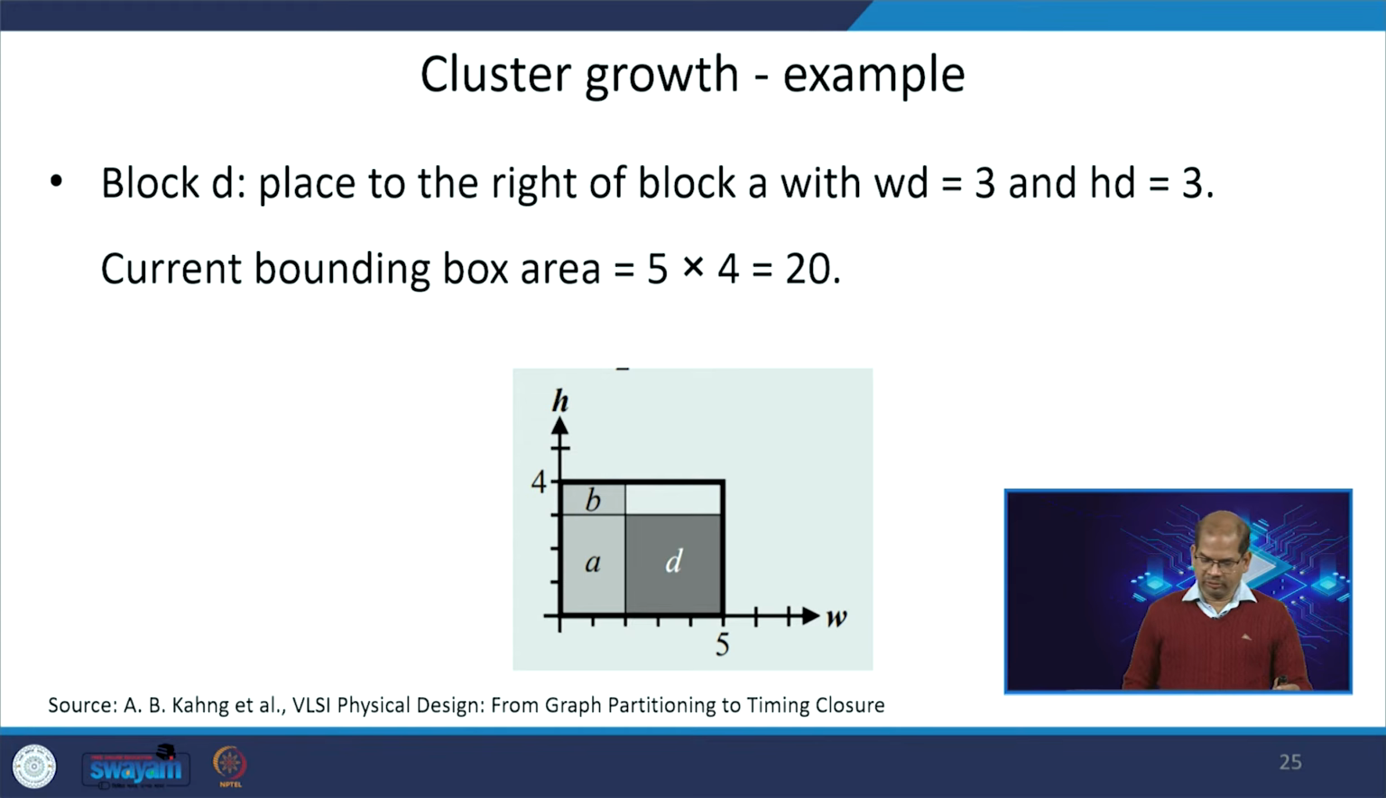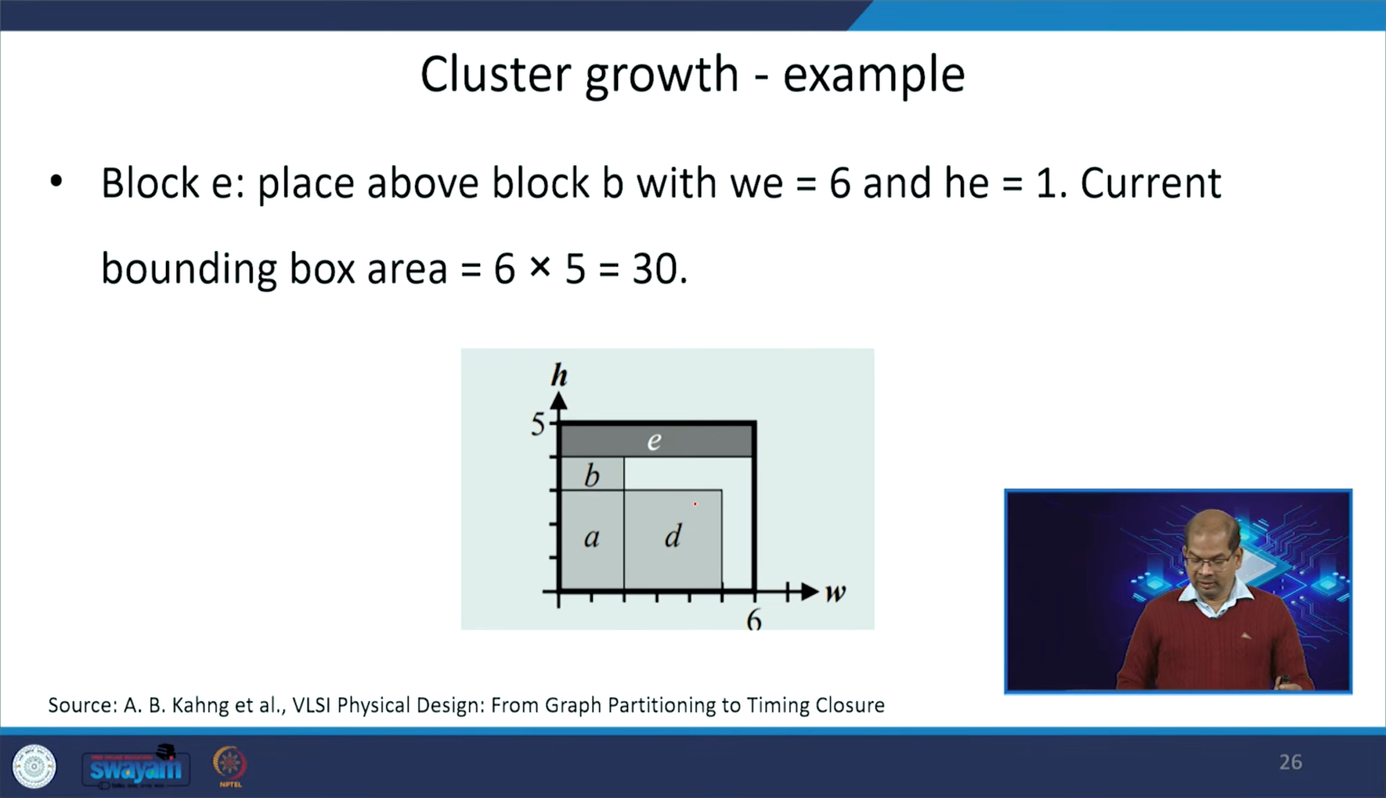Then we will go to the block D, WD is 3 and HD is 3. So, we will place the block here. The bounding box area is basically 20 here. We have some unused area. Then we will place the block E. After placing the block E at this point, my bounding box area, basically this area, becomes 6 into 5 is 30. So, the bounding box area becomes 30.